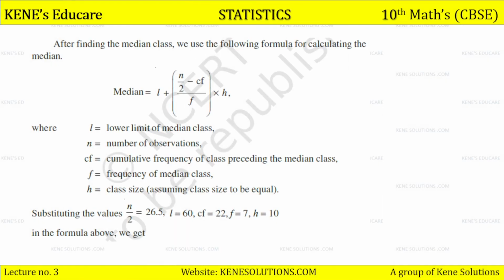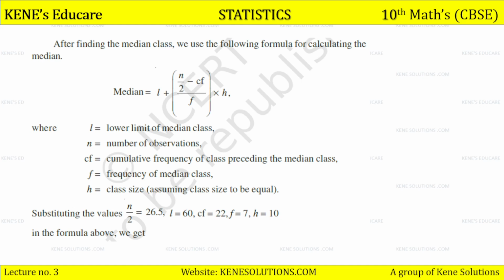So after finding the median class, we use the following formula for calculating the median. Median is equal to L plus, in brackets, n by 2 minus cf upon f, multiplied by h. L is the lower limit of the median class, n is the number of observations, cf is the cumulative frequency of the class preceding the median class, f is the frequency of the median class, h is the class size.